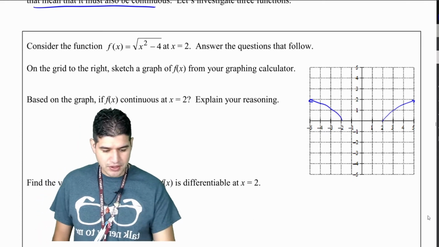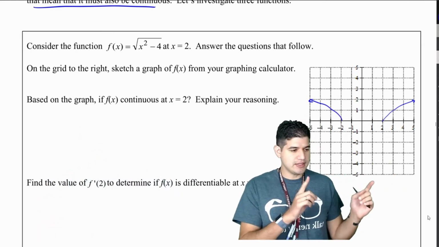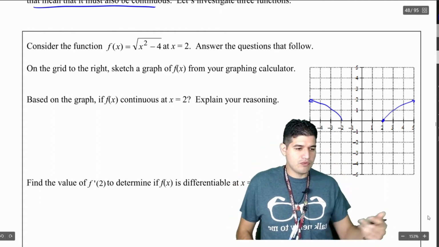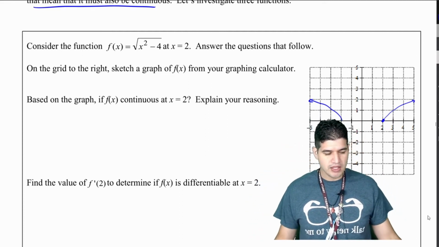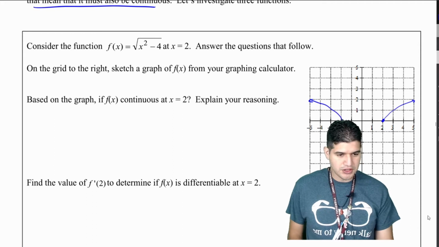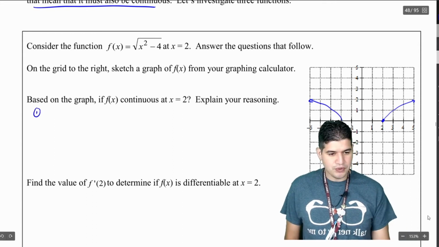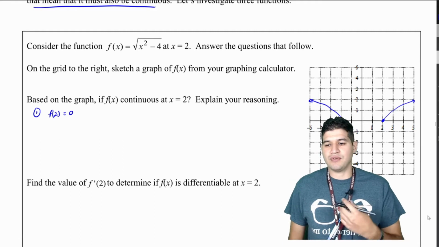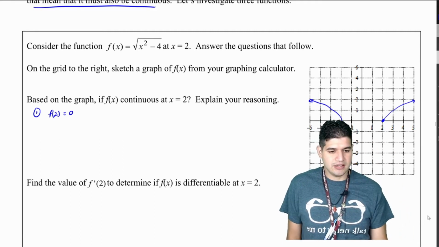So based on the graph, is the function continuous at 2? As we're looking at the point 2, go back to our definition for continuity. There needed to be a couple things. First, f of 2 is defined. So f of 2 equals 0, and that makes it defined. That was the first thing. You see it right there. It's a solid circle, so it is defined.